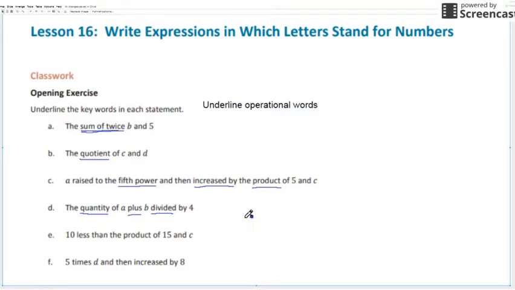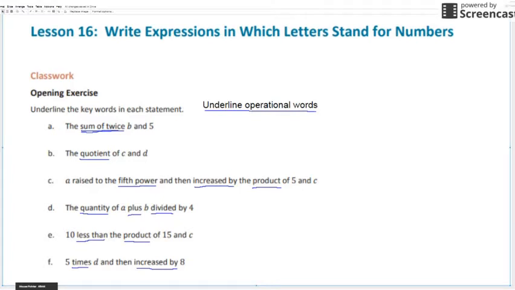If we look at the next one, it says 10 less than the product of 15 and C. So of course, less than means to subtract, and of course, product means to multiply. And the last one, hopefully you get this. It means the operational words or words that imply an operation. Or like quantity means I have to do this operation first.